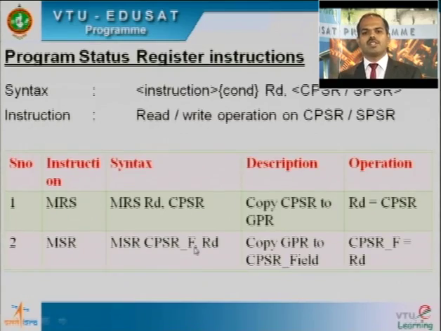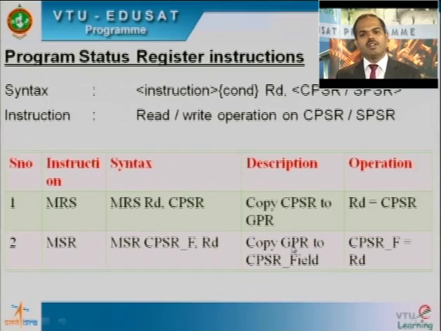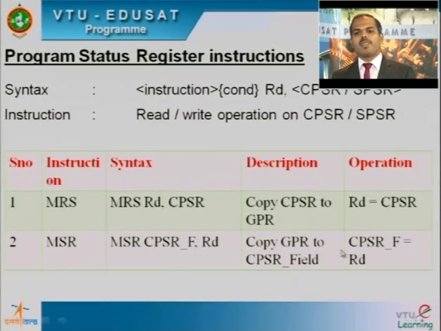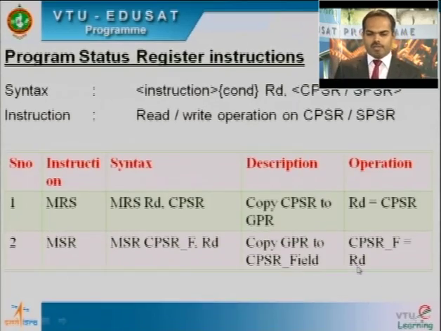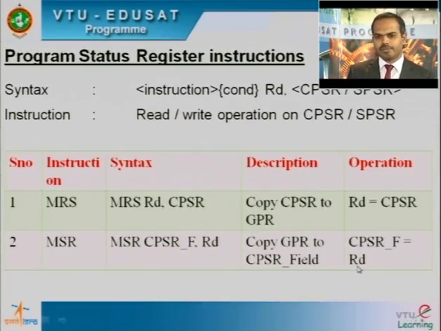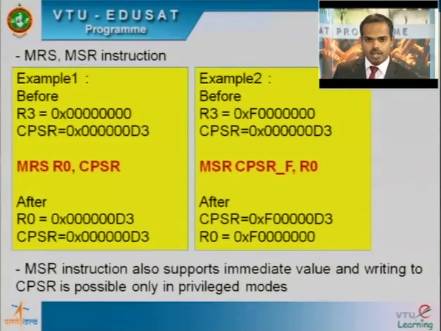Right now you just know that the syntax is like this: MSR CPSR_F, Rd. This is to copy the content of the GPR to the CPSR field. In this, the operation is on one of the fields. We'll see what the field means. In this, the operation is CPSR_F equal to Rd. Let's go to the examples of MRS and MSR.